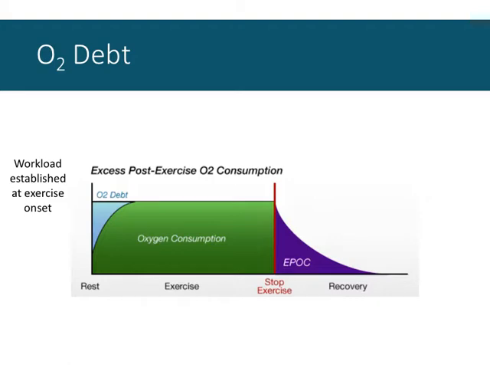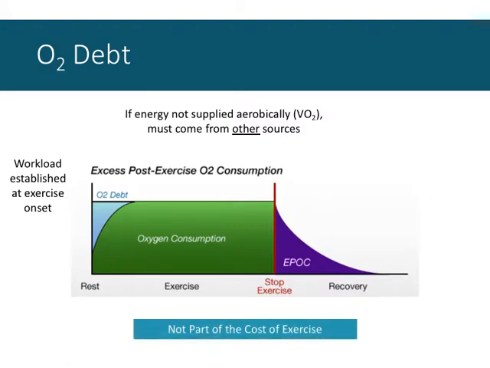So this is not technically part of exercise, but it's not part of the aerobic cost of exercise. The classical interpretation was this was not part of the exercise itself, and it was balanced by excess post-exercise oxygen consumption on the tail end. So energy comes from other sources. Classically, we don't think of this as part of the cost of exercise, but it's really just not part of the aerobic cost of exercise. It's still work that is done. Energy was expended to accomplish this work. We just can't record it. We can approximate it, but we can't record it.